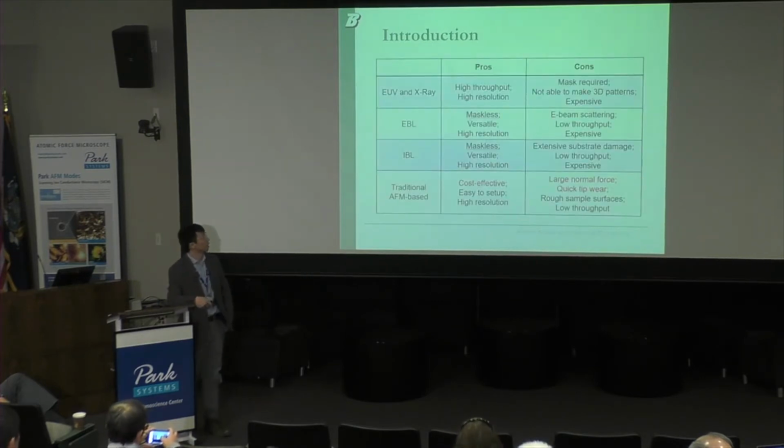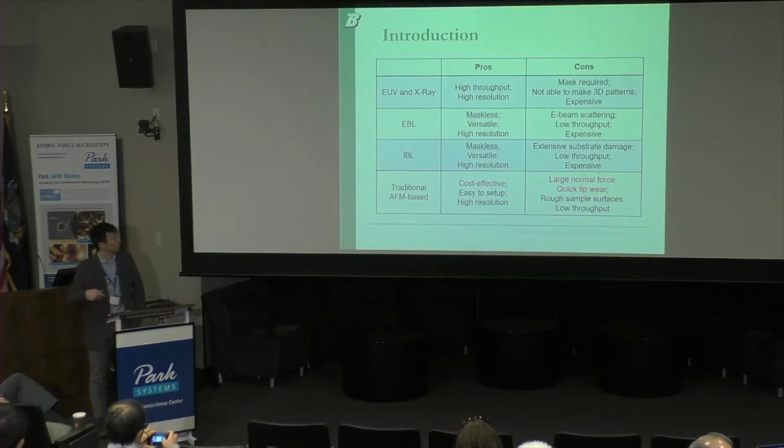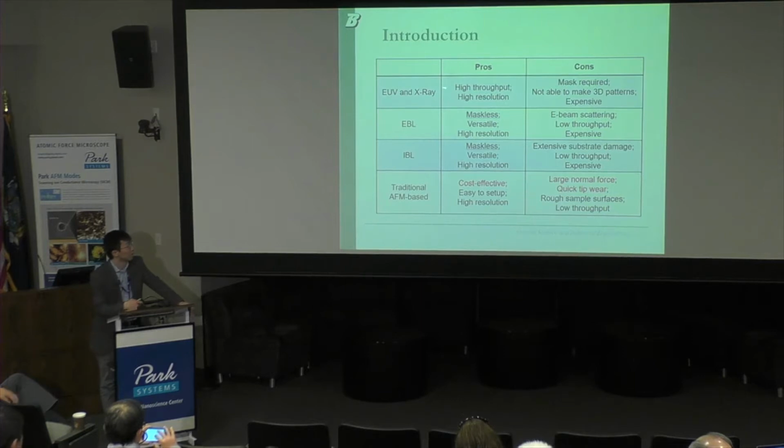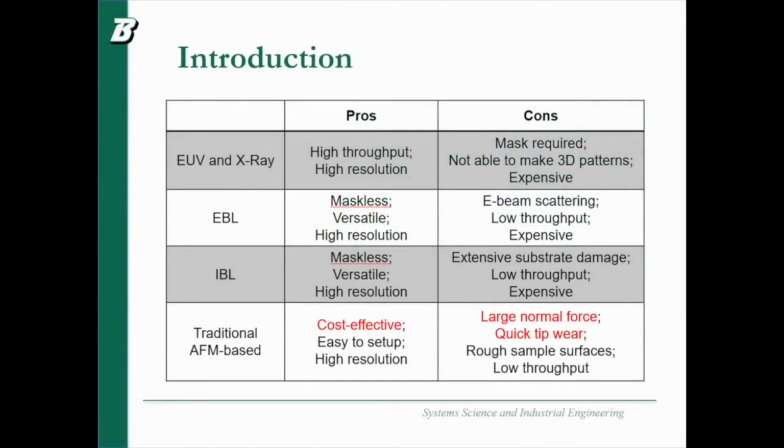So let's talk about the pros and cons of these nanomanufacturing techniques. EUV and X-ray are high throughput and high resolution, but they require a mask, just like photolithography, right? E-beam lithography and ion beam are maskless, high resolution and highly versatile, but the electron beam has forward scattering and backward scattering, low throughput, and is also expensive. They have some disadvantages or limitations.